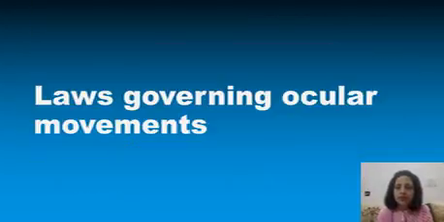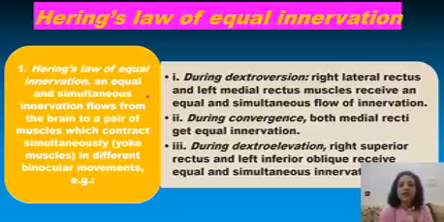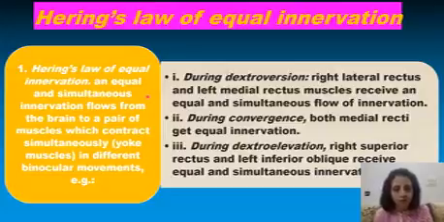So there are certain laws governing the ocular movements. First is Hering's law of equal innervation. What is Hering's law of equal innervation? It says that an equal and simultaneous innervation flows from the brain to the pair of muscles which contract simultaneously, like the yoke muscles, in bringing about the various binocular movements.